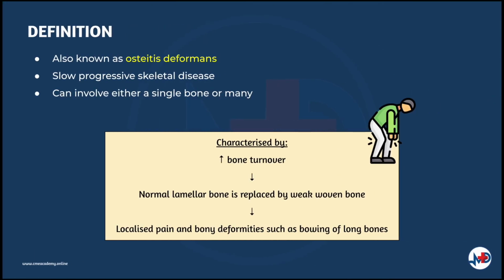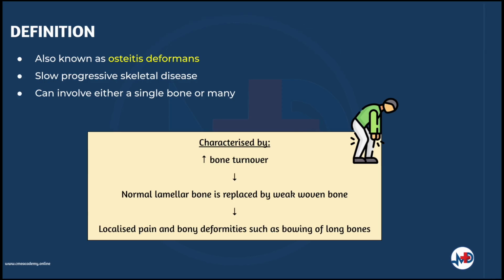Paget's disease, also known as osteitis deformans, is a progressive localized bone remodeling disorder characterized by increased bone turnover. Normal lamellar bone is replaced by weak woven bone, leading to localized pain and bony deformities such as bowing of the long bones and possible skull deformities.